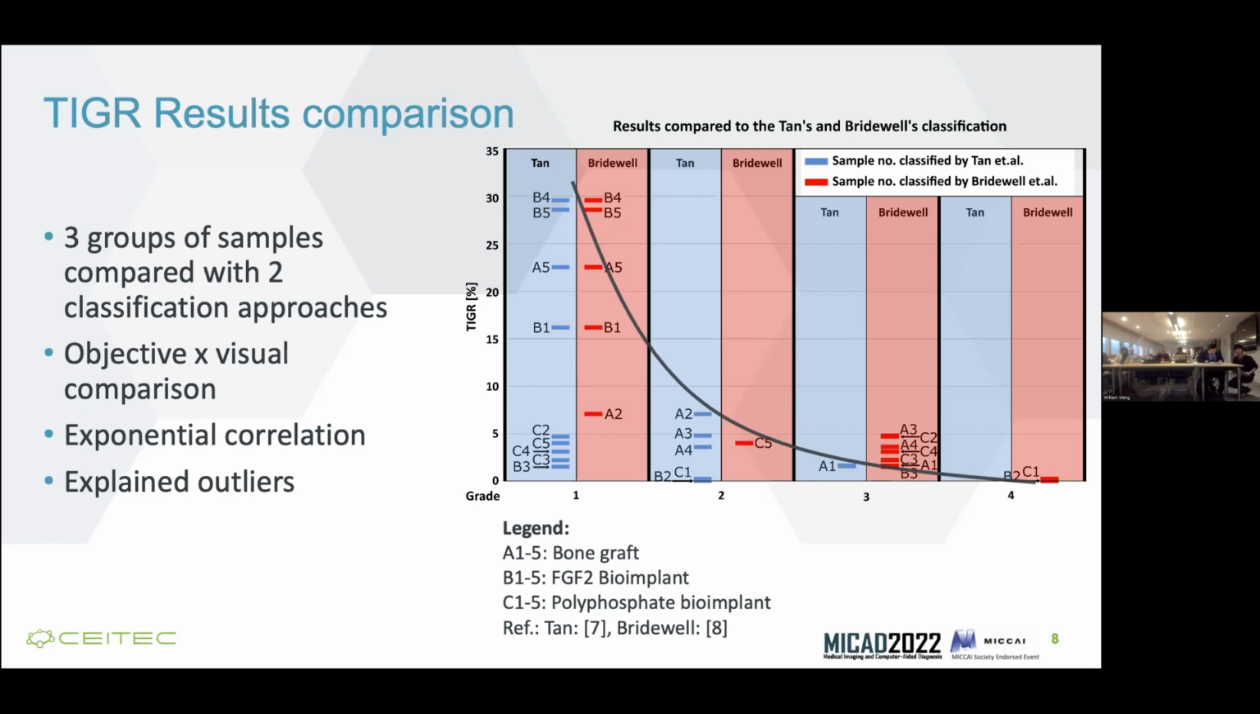So that's the thing we wanted to unify, to find just one number which can represent the fusion. And in general, you can see that the Tiger value correlates exponentially with the state-of-the-art methods. We also found out that there are some outliers, like here, where the Tiger value is close to 0, but there is grade 2, which means that there actually is some development of novel bone.